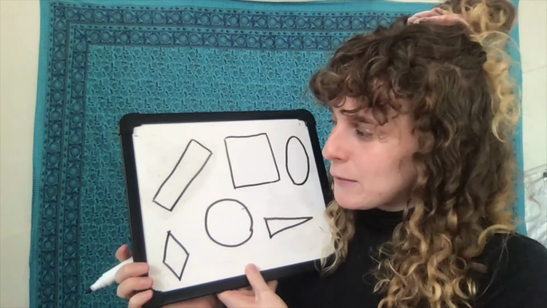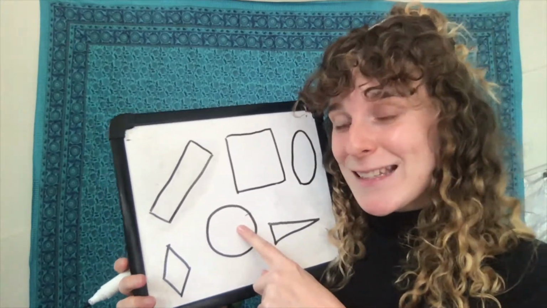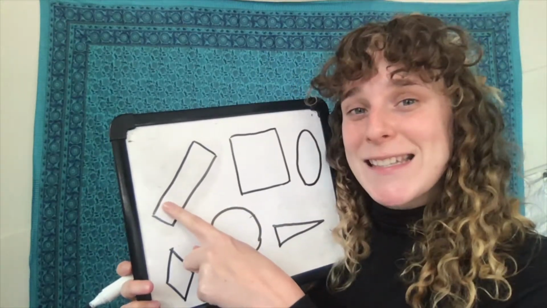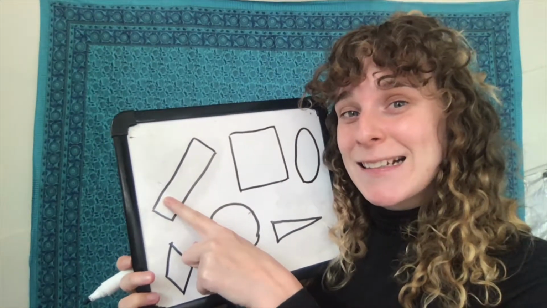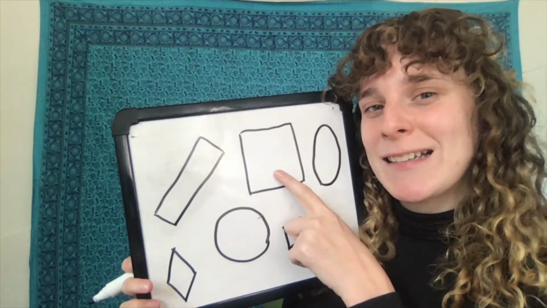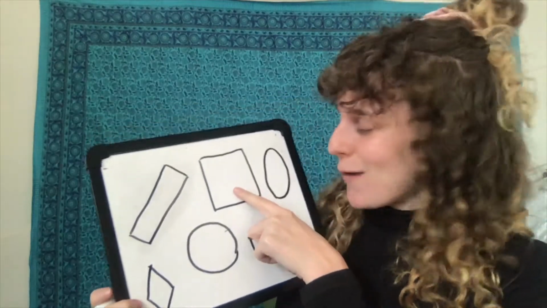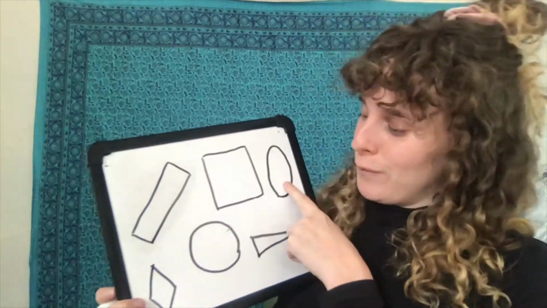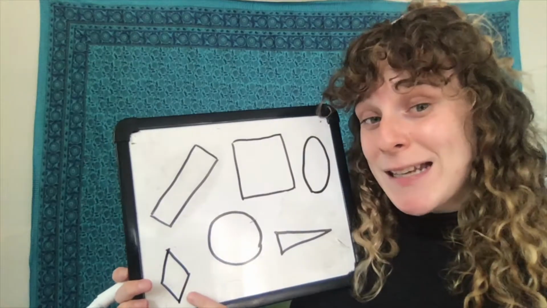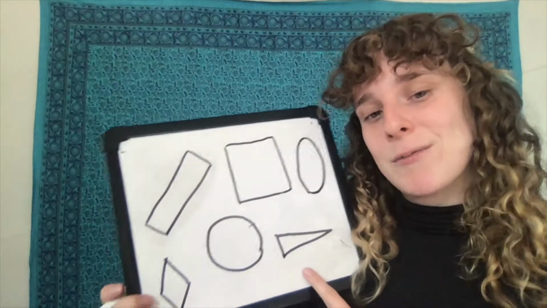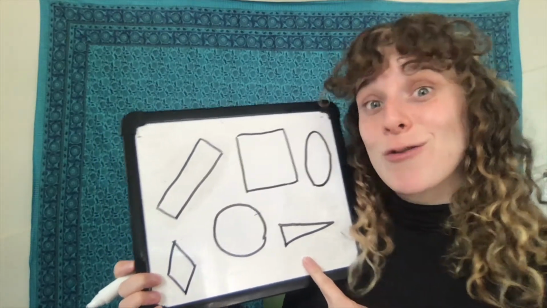Here are some 2D shapes. We've got what's this one? Yell it out. Well done, circle. What's this one? That's right, rectangle. What's this one? Good job, square. What's this one? Well done, oval. What's this one down here? Well done, it's a diamond. And the last one, this is a triangle.